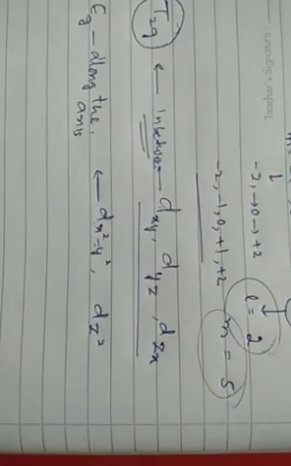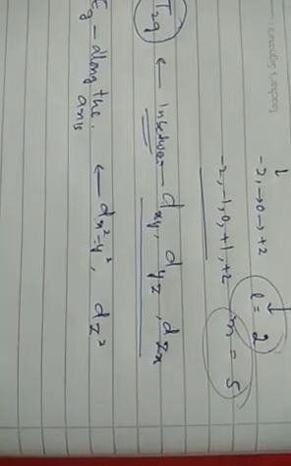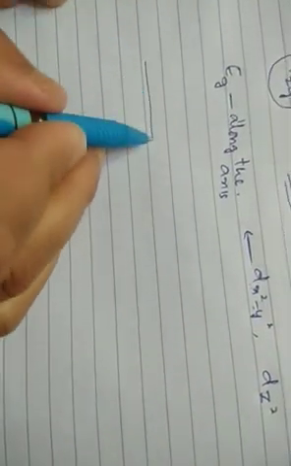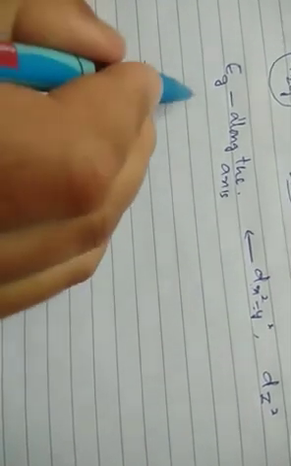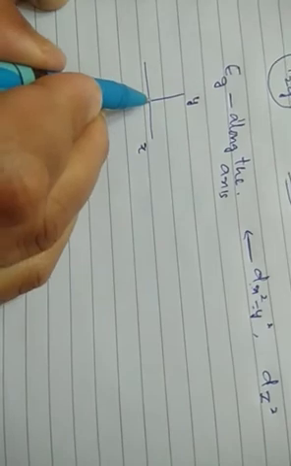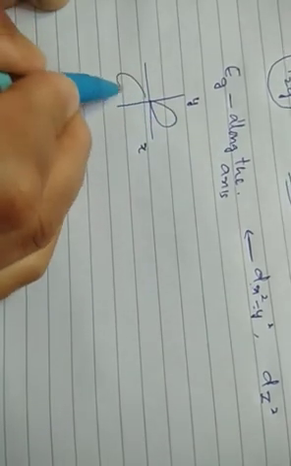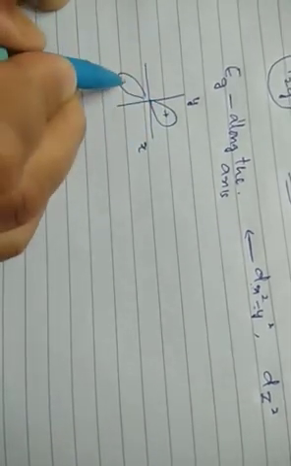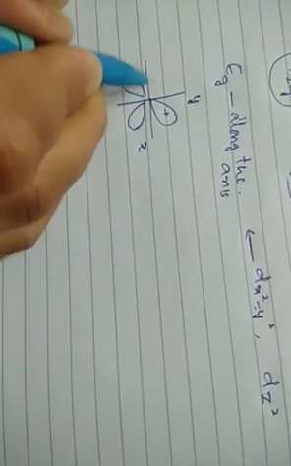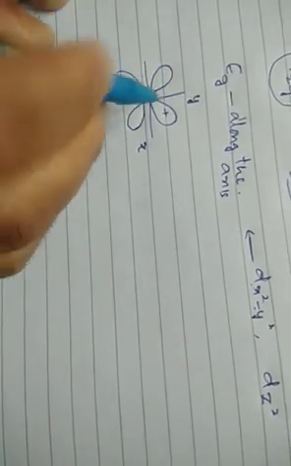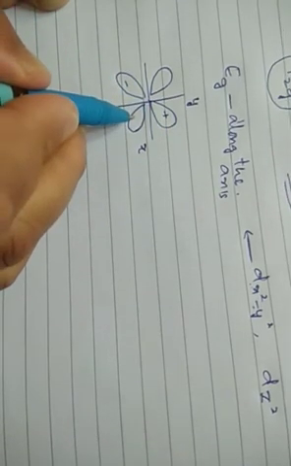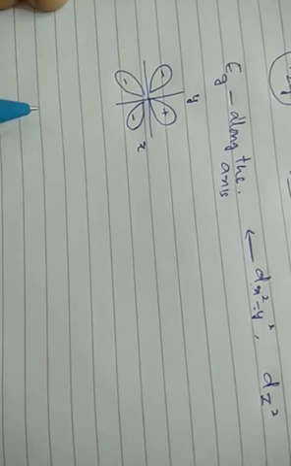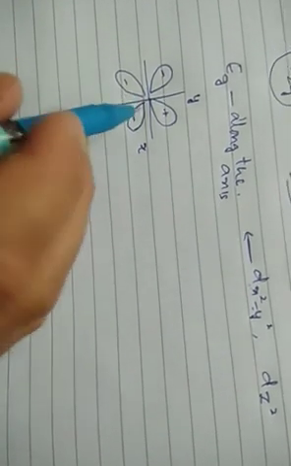Okay. Now let's talk about their shapes. That is dxy. So electron density is located in between the axes. That means if we take dxy, if we say this is the x-axis, this is the y-axis, your electron density is located between these. This is your plus sign, this is minus sign, and then this is your minus sign, and this is your plus sign. So this is your dxy orbital.